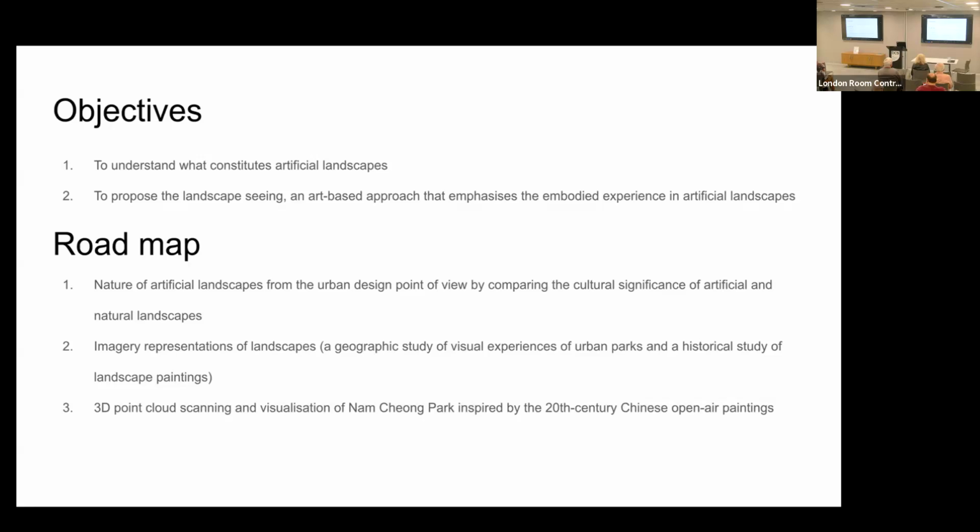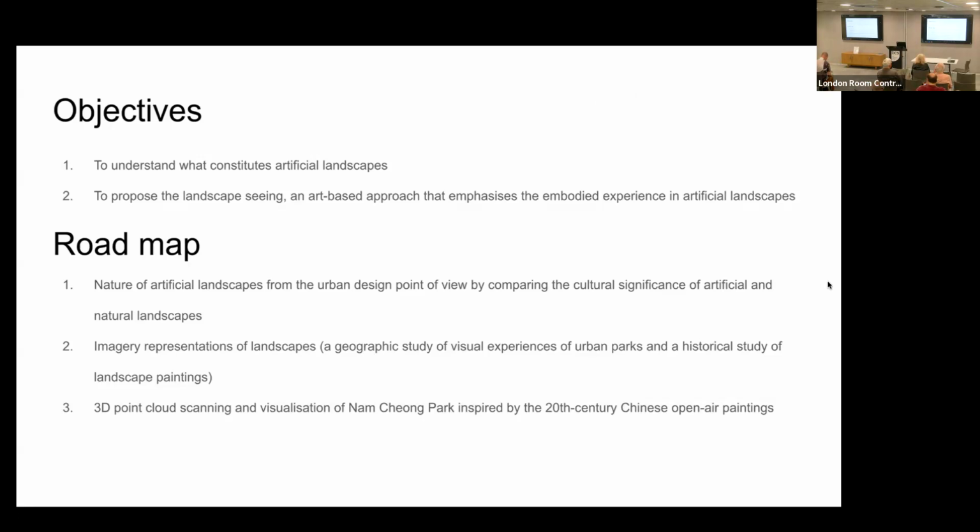So in my presentation today, I will first introduce the nature of artificial landscape from the urban design point of view by comparing different cultural significance of artificial and natural landscapes.